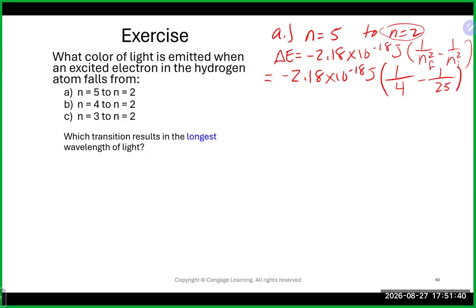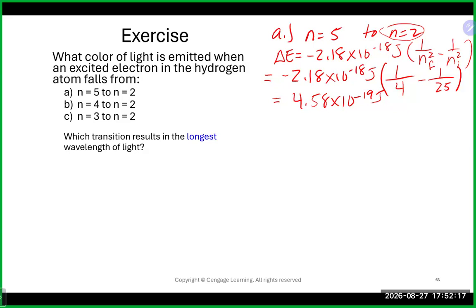So once again, we'll pop that into our calculator: 1 divided by 4 minus 1 divided by 25, and we're going to multiply that by 2.18 times 10 to the minus 18. We end up with some energy, which we'll call 4.58 times 10 to the minus 19 joules. At this point, that's really the only thing I could calculate based on the information given to me, which is our energy levels.